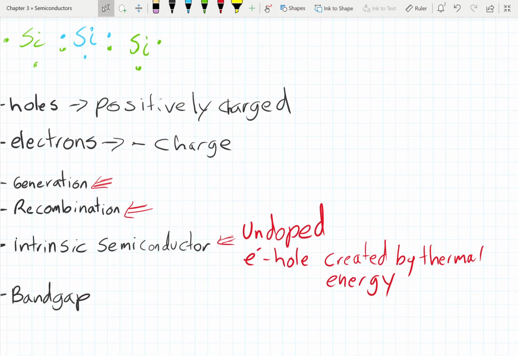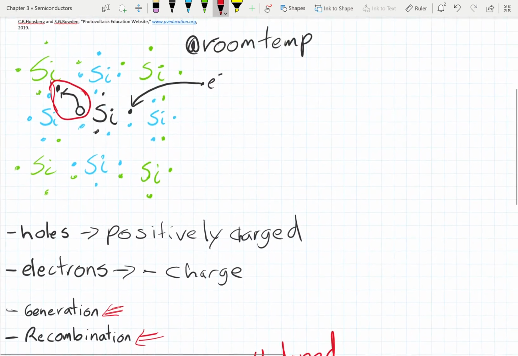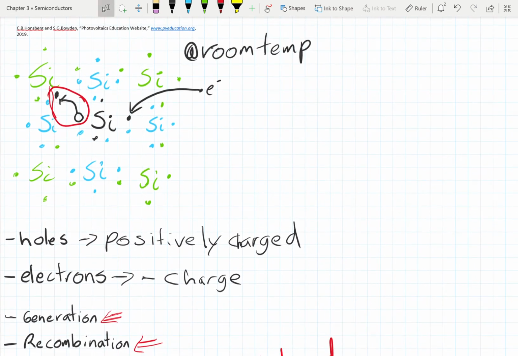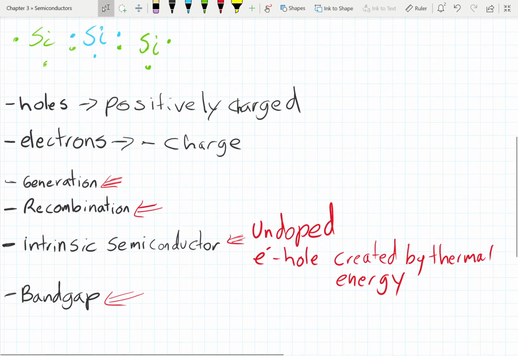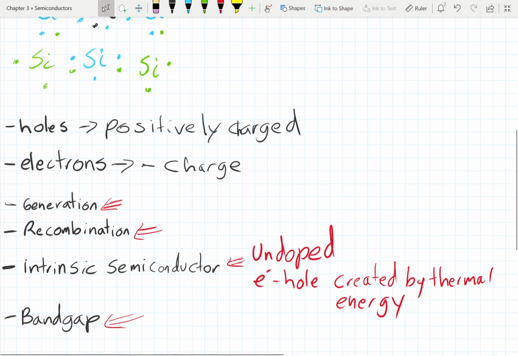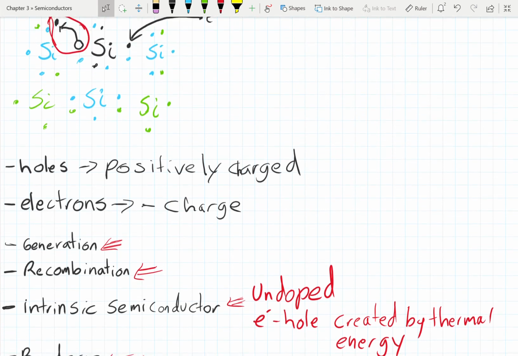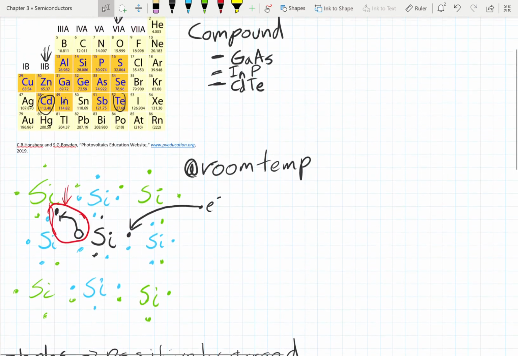Then we have another concept called band gap. Band gap is just the minimum energy required to break a covalent bond. So the energy that it took to create this covalent bond right here is called band gap. I don't have the actual numbers, and I don't think you need them, just so you know the concept.